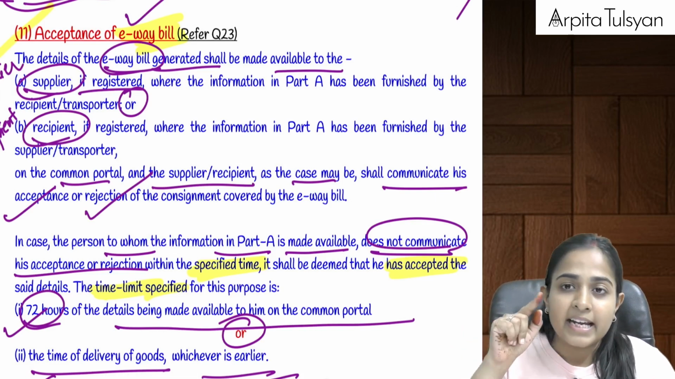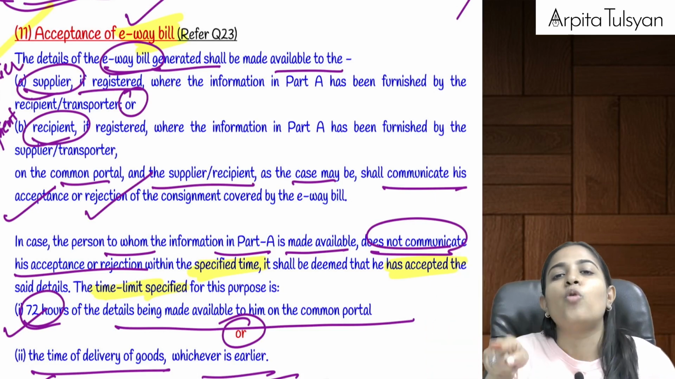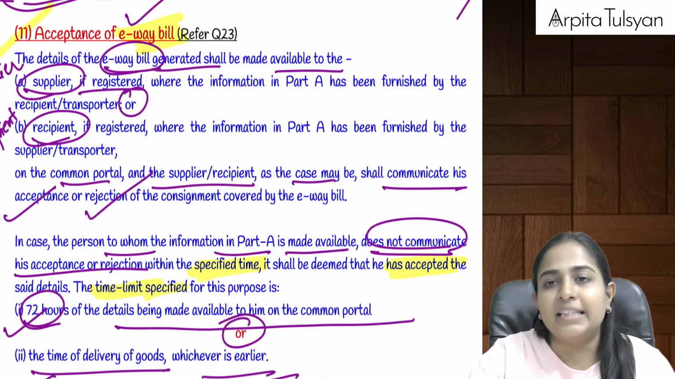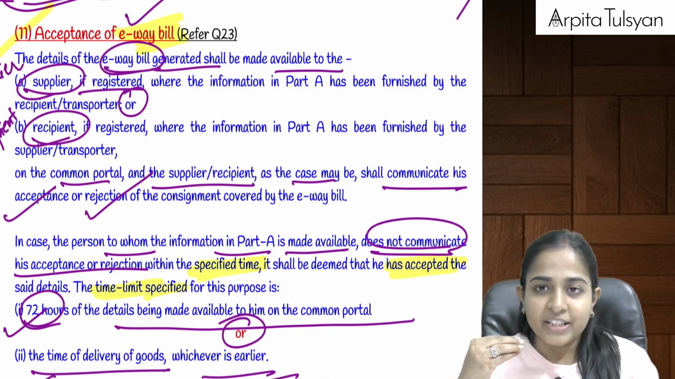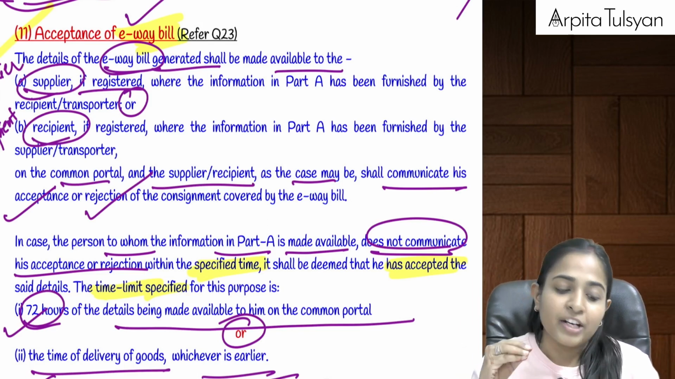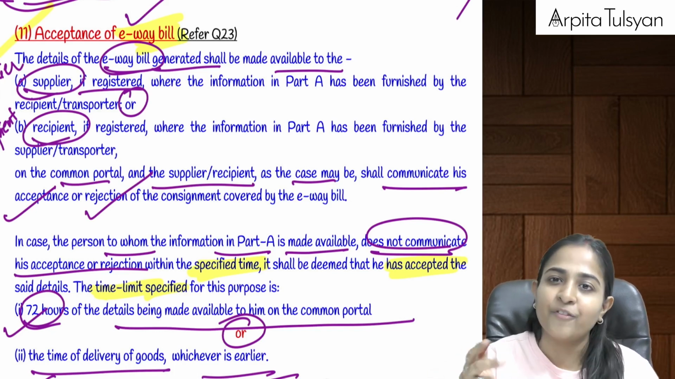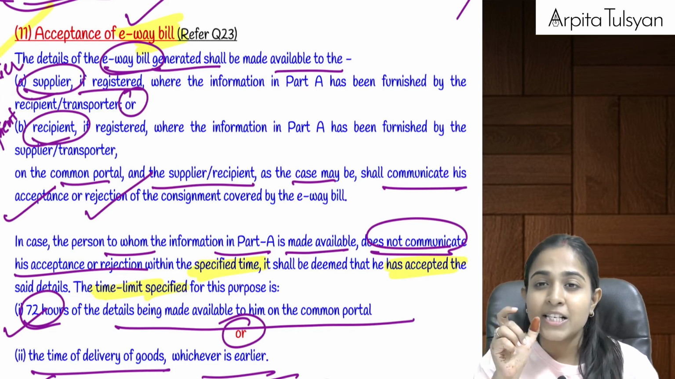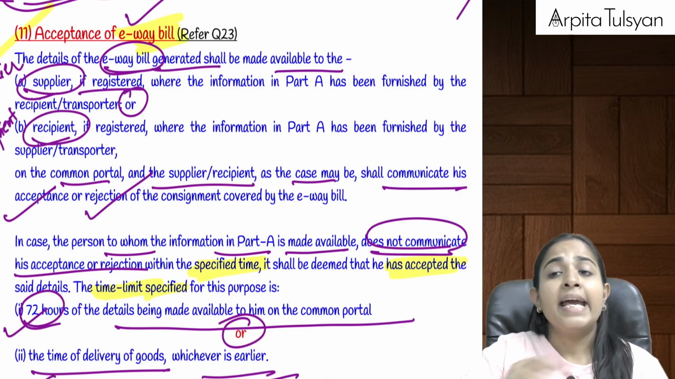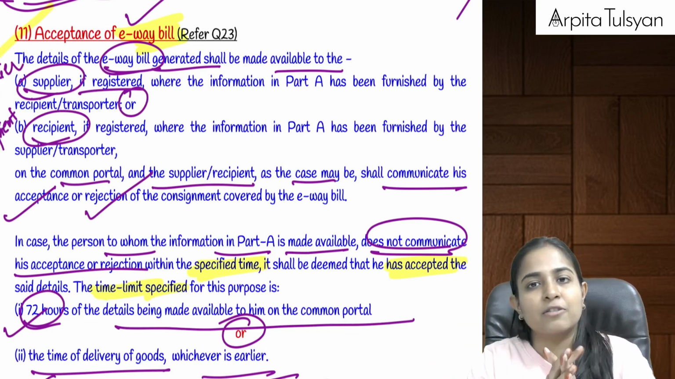Whenever the details are generated in part A, from that time, go to the midnight. From midnight, within 72 hours, the e-way bill should be accepted by the other person. Either within 72 hours from the midnight of details being available under part A, or before delivery of goods, whichever is earlier. Can there be a possibility that the goods are delivered within 1 day only, within 24 hours only? So out of these two, whichever is earlier, within this specified time period, the e-way bill can be either accepted or rejected by the other party. If no action has been taken within this specified time period, then it is deemed that your e-way bill has been accepted.